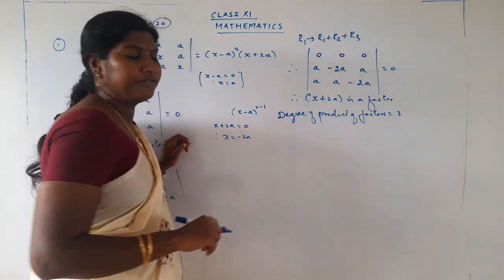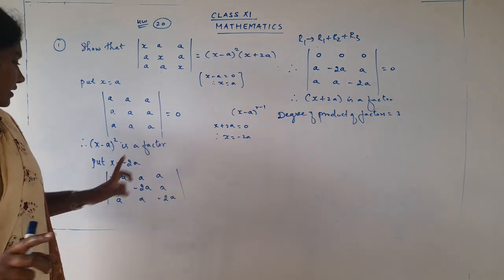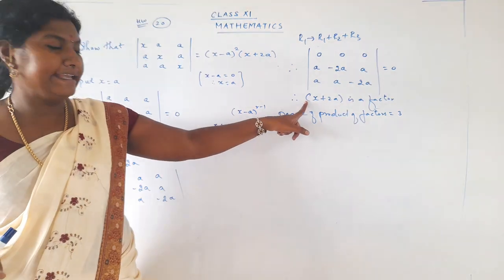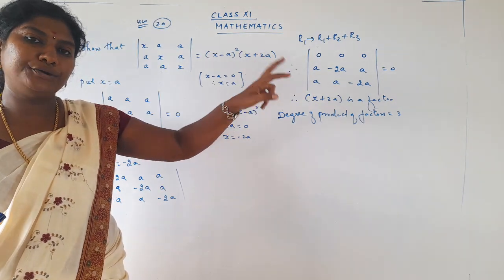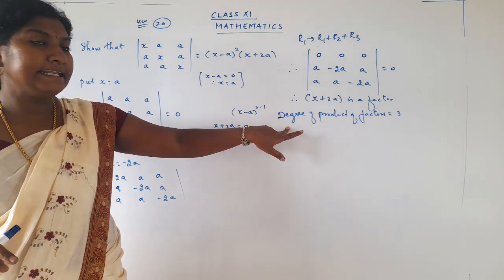Degree of product of factors is equal to 3. Here x square I get and here I get x. So 3. X square into x cube. So I will get the degree as 3.